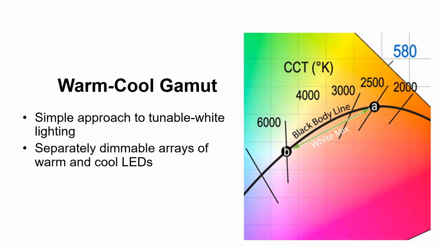The simplest approach to providing this capability is to use a warm-cool gamut, where the relative dimming of warm and cool white LEDs produces a linear path between 2 points on the CIE color space graph, thereby producing a range of CCTs from warm to cool.